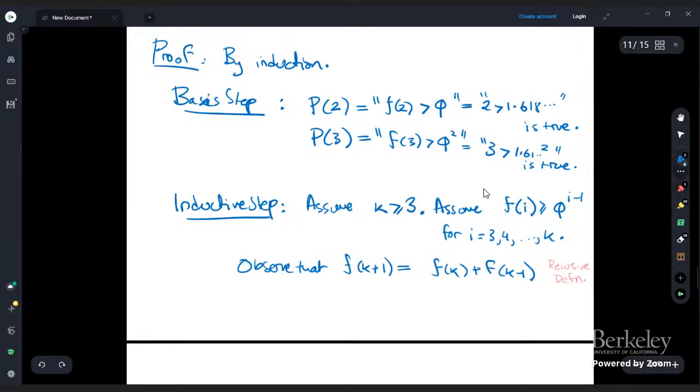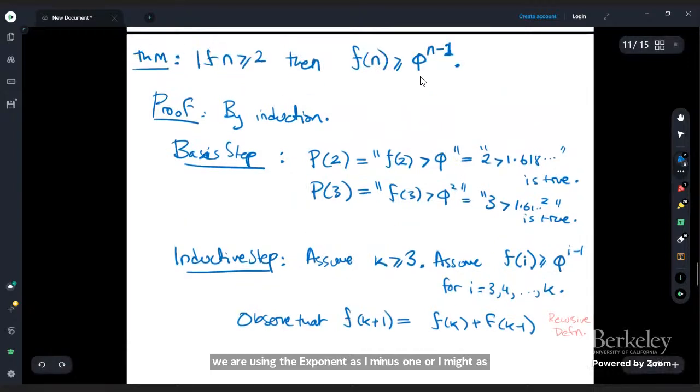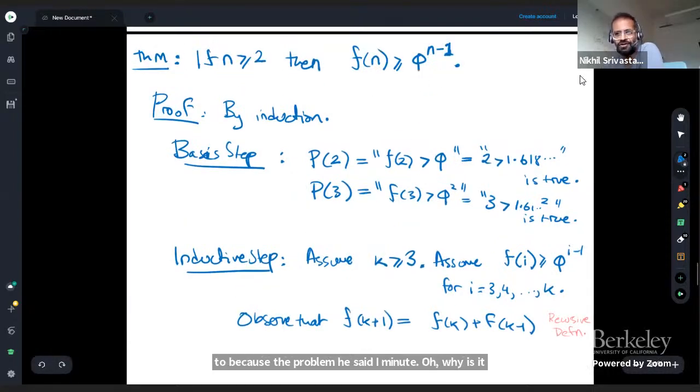Wait, are you using the exponent as i minus 1 or i minus 2? Because in the problem you said i minus 1. Oh, sorry, okay. I changed it to 1. I'm sorry, I changed it to 1 in the middle. I was using a slightly different convention than the book. The book is starting from 1. I'm starting from 0. So, yeah.